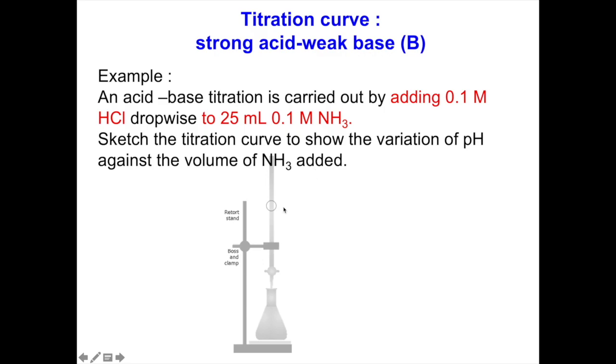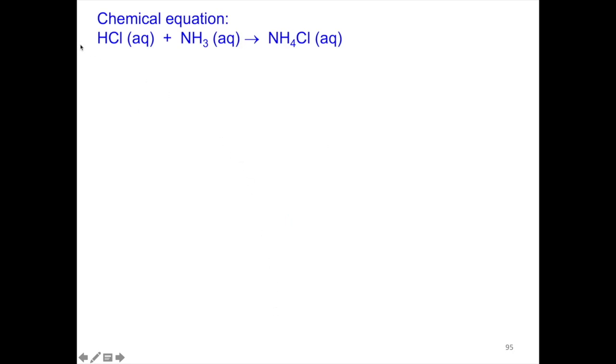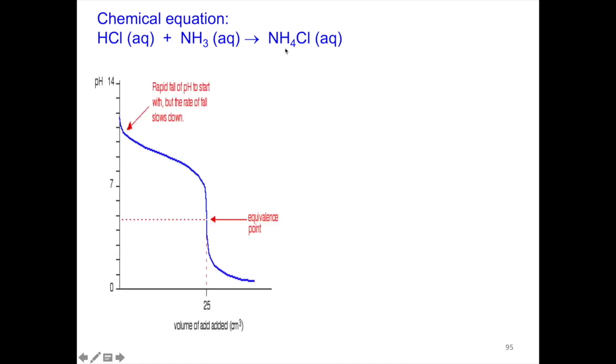So at this titration, HCl is the titrant, so we put that in the burette, and NH3 is the analyte, so we put that in the conical flask. So here is the chemical equation. HCl plus NH3, we get NH4Cl as a salt. So here's the pH, the titration curve.